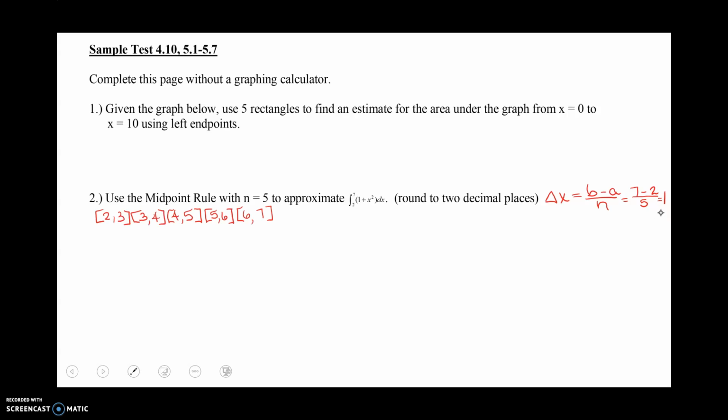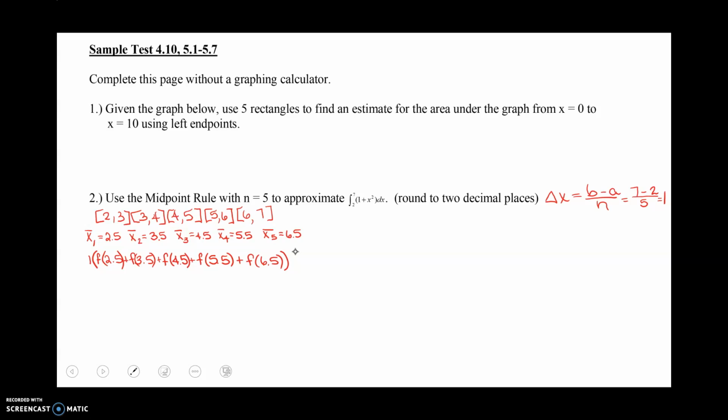So we're going to start at positive 2, and the first interval is going to go from 2 to 3, and then the next one from 3 to 4, and the next one from 4 to 5, 5 to 6, and 6 to 7. Now, because they told us to use midpoints, we're going to use the value that is the midpoint of each interval. So halfway between 2 and 3 is 2.5. And you can use a decimal or a fraction there. So you can see 2.5, 3.5, 4.5, 5.5, and 6.5 will be my midpoints.